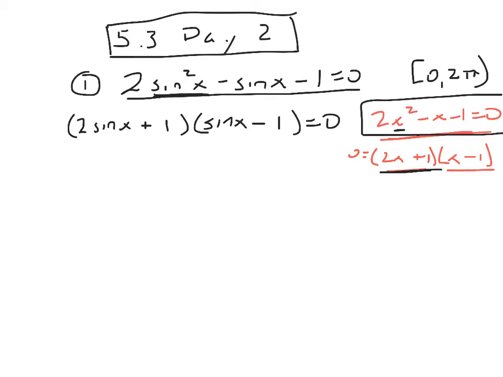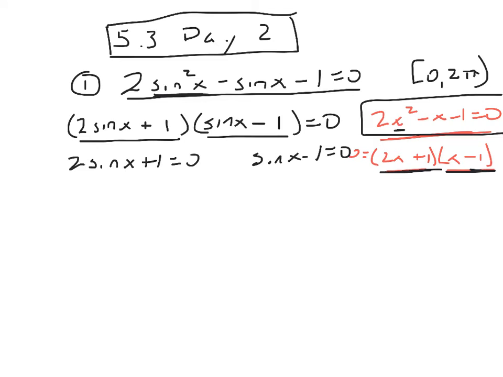I had 2x plus 1. I have 2 sine x plus 1. I had x minus 1. I have sine x minus 1. So now to finish this, I set both of those equal to 0. 2 sine x plus 1 equals 0. Sine x minus 1 equals 0, and I solve them both. So now to get sine by itself, this is what we did on Monday. Sine of x is going to equal negative 1/2. Over here, get sine of x by itself. Sine x is equal to 1.